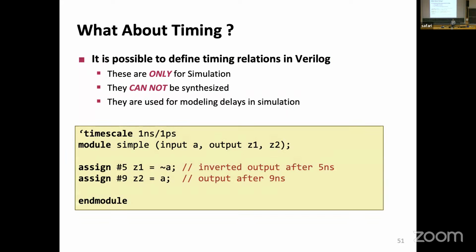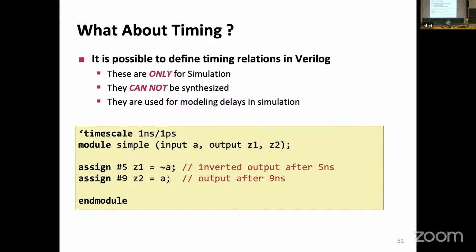Now, we will discuss this in 2 weeks. What about timing? It is also possible to define timing relations in Verilog. You can make an assignment and say this assignment will take 5 time units, and the time units is described somewhere else, and saying that after 5 time units, Z1 will be the inverse of A, and after 9 time units, Z2 will be A.